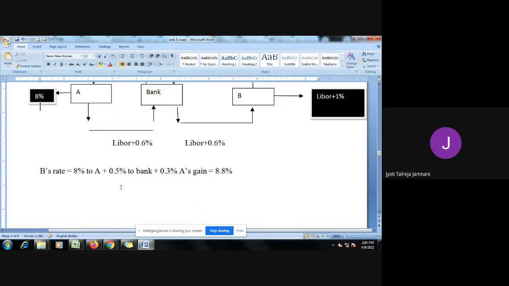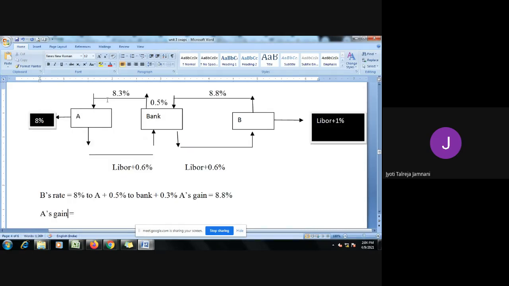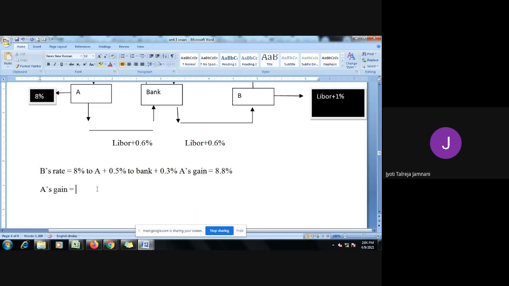Now we will find the gain for A. A's gain. A has paid 8% and received 8.3%. So we say received 8.3% minus paid 8%. So the gain is 0.3%. Similar way we'll do B's gain.